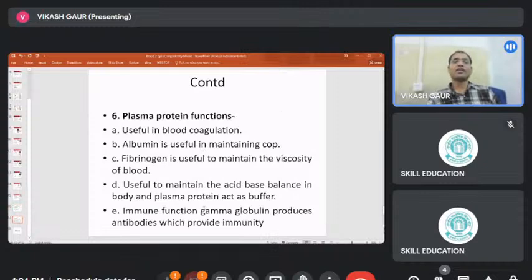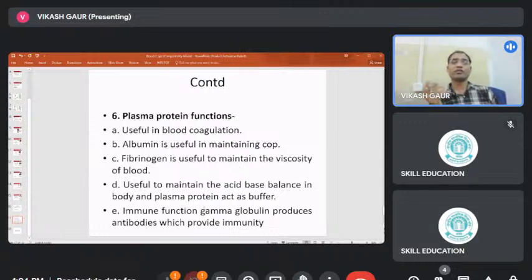And what kind of function do plasma proteins have? These proteins are useful in blood coagulation. Albumin is useful in maintaining. Fibrinogen is useful to maintain the viscosity of blood, as are most plasma proteins and most clotting factors, and it may be useful to maintain the acid-base balance in the body, and plasma protein acts as a buffer.